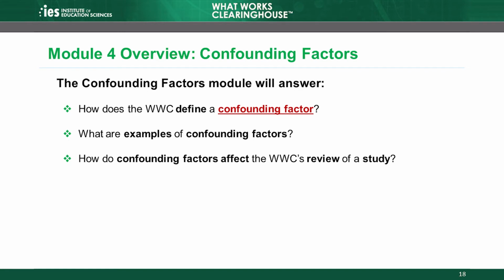The fourth module is about confounding factors. The module reviews the WWC's definition of a confounding factor, which is a study component that makes it difficult or impossible to distinguish the effect of the intervention from the effect of that component. We provide examples of confounding factors and discuss how confounding factors affect the WWC's review of a study.